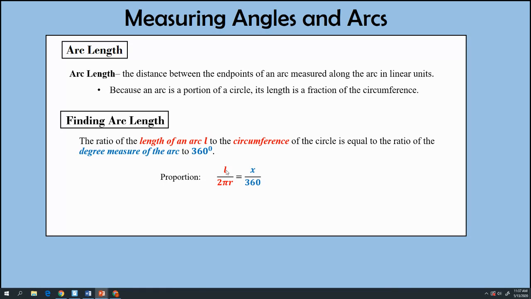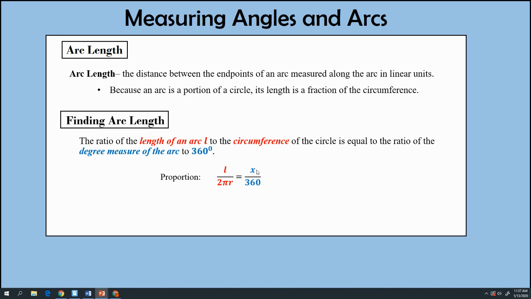So L is my arc length. So it's the ratio of the arc length to circumference, circumference being 2 pi r. That's how we find the circumference of a circle. So L over 2 pi r is going to equal x over 360, where x is the degree measure of the arc. So this is what we generate here to find arc length.